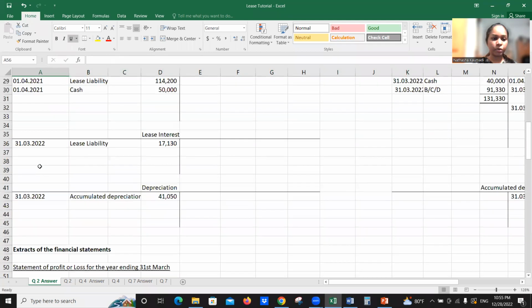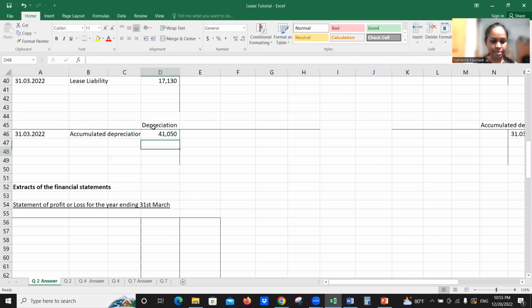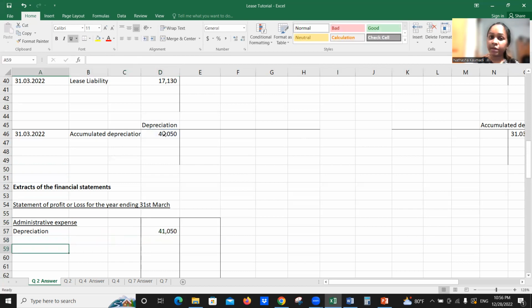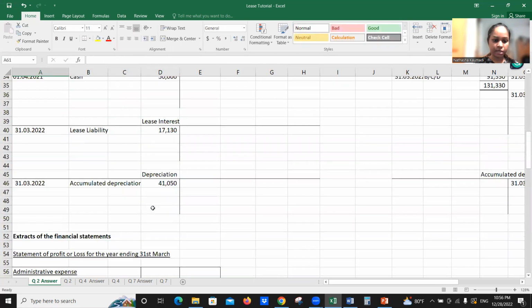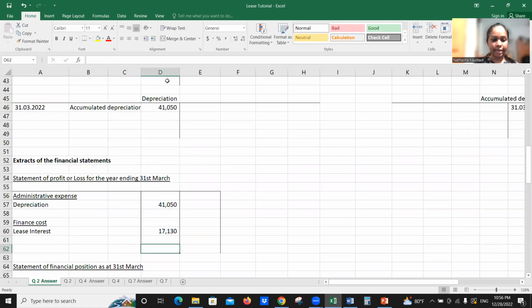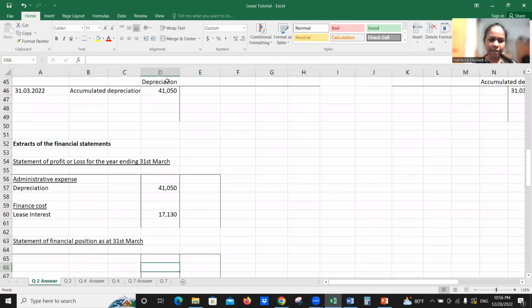First of all, you need to recognize depreciation expense. So that would be an administrative expense. How much is the depreciation? 41,050. And then we have to recognize the lease interest. Coming under finance cost, lease interest, value is 17,130. These are the expenses you need to recognize. We don't have any income or any other things.